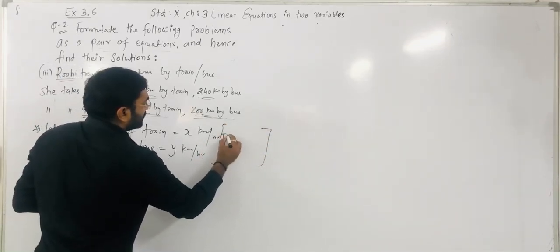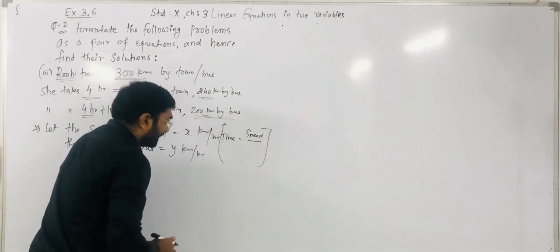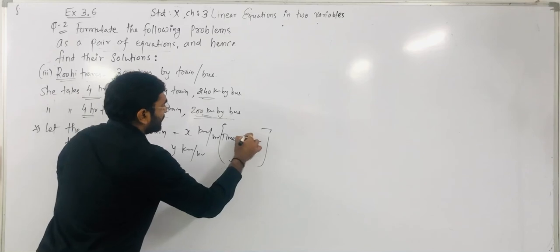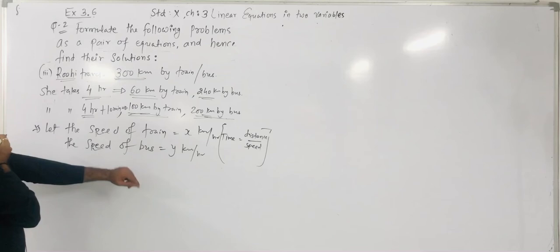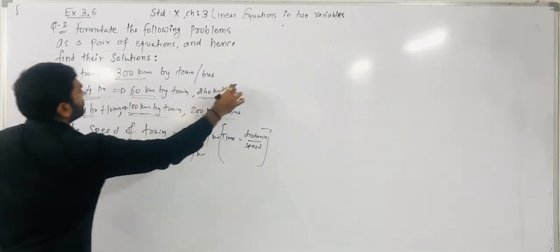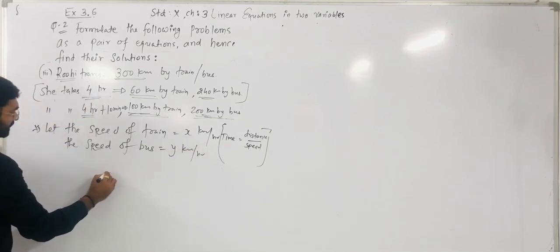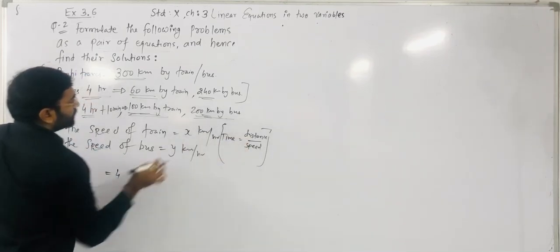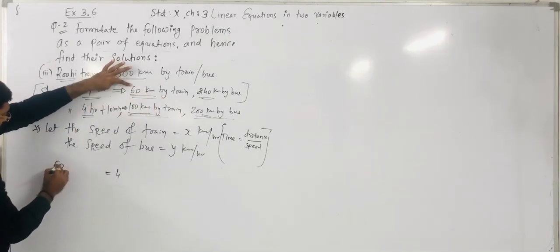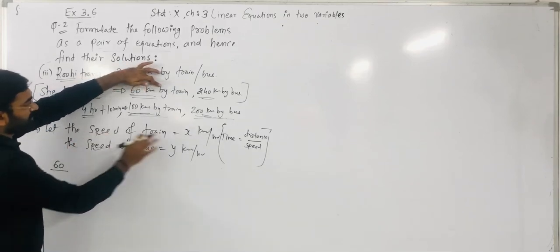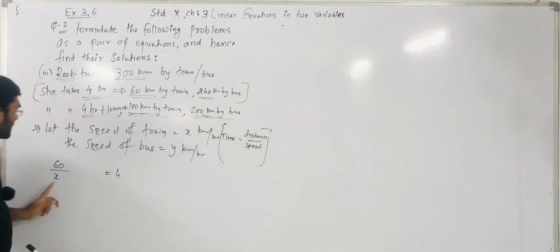In equation number 1, time is equal to what can we write? Distance by speed. That formula we have to apply. So in the first condition, they say 4 hours time we require. So equal to 4, distance upon speed we have to write. What is the train distance? 60 kilometer. And what is the train speed? X. 60 distance and speed is x.